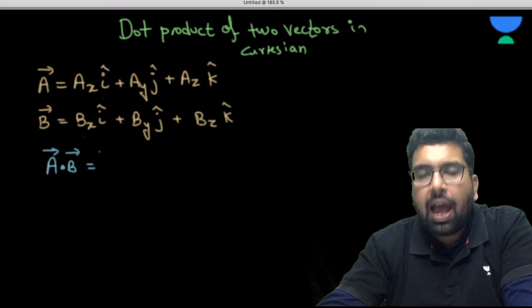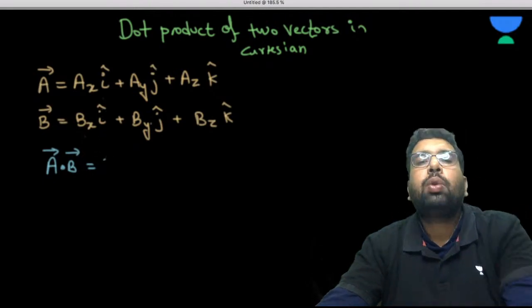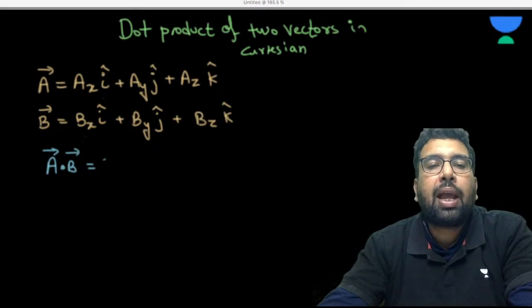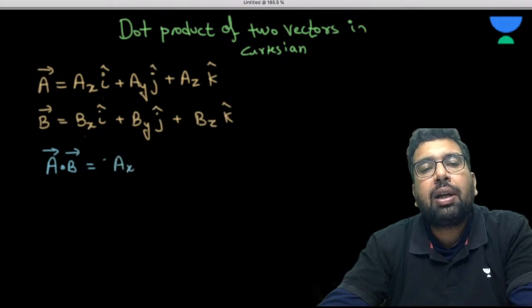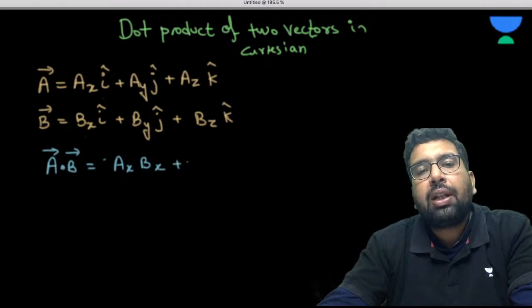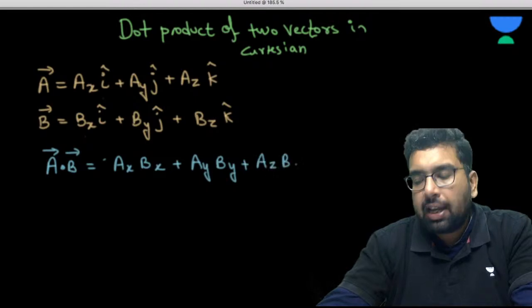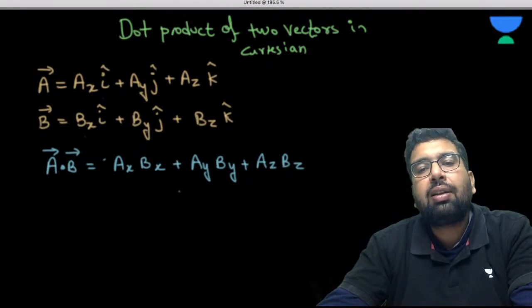So all you have to do is simply multiply the i components together, multiply the j components together, and multiply the k components together. So it will become AX BX, plus i cap will become 1, AY BY, so j cap will become 1, and AZ BZ, so k cap will become 1. So this is going to become how much? This is a scalar quantity.